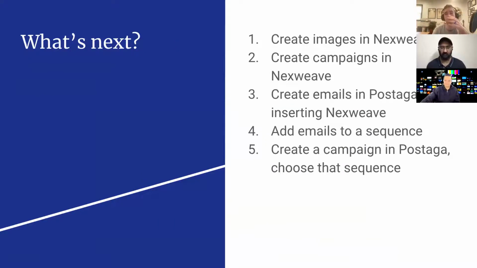So like I showed you before with Nexweave, you'll create the campaign, activate the campaign, and then in your Postaga email, you'll insert the experience, and the merge fields and variables are all there. Those variables will automatically connect with your contact variables. So that'll automatically fill those out, and you won't have to do anything else. And that's basically how that all works.